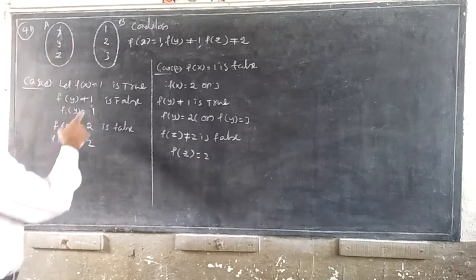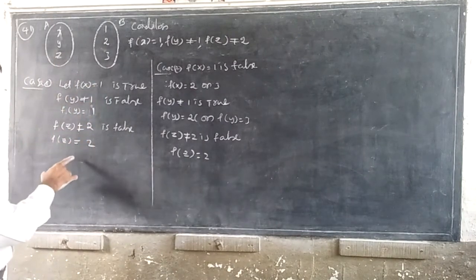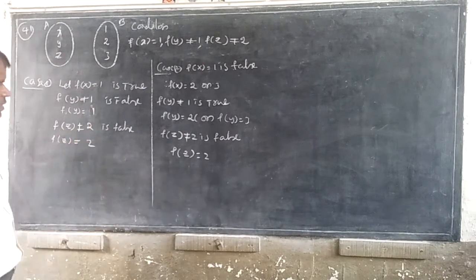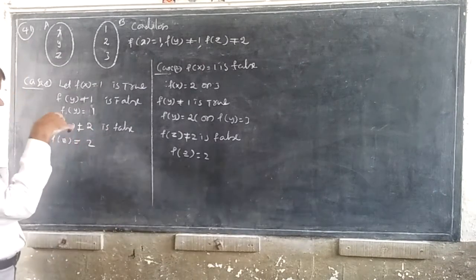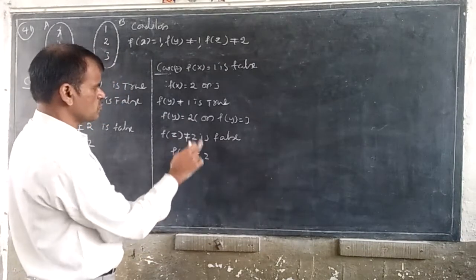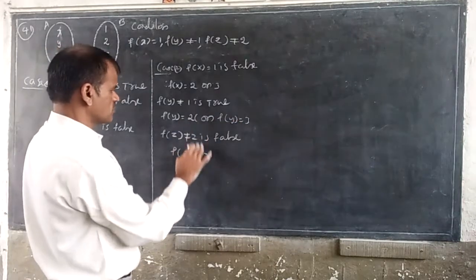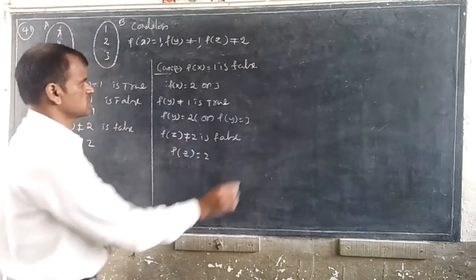Here 2 cases arise. f of z not equal to 2 is false means f of z equals 2. Here also 2 or 3, we are getting 2 cases. So f of y may be 3 or may be 2. We should not get such cases.